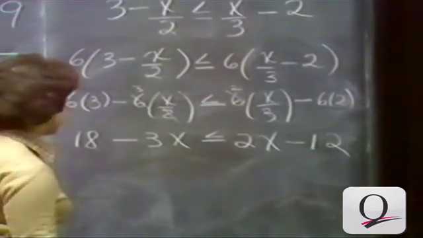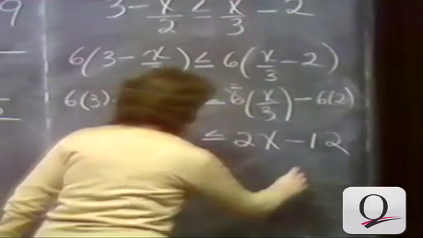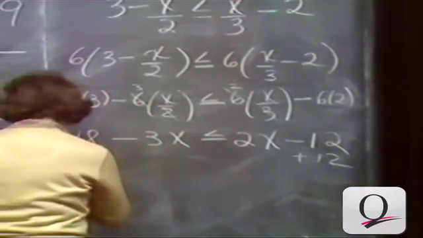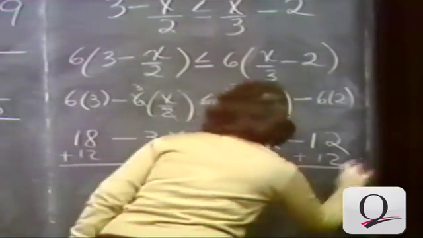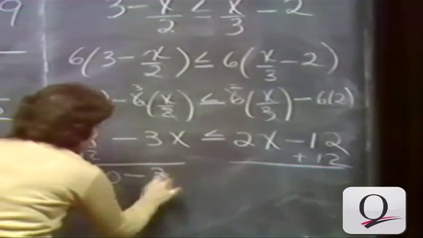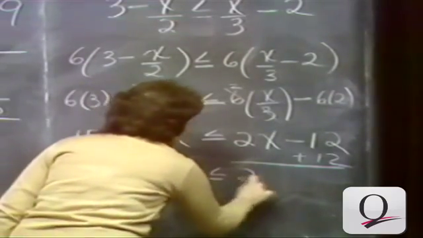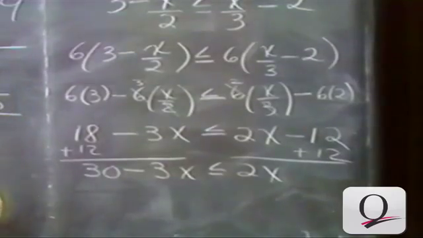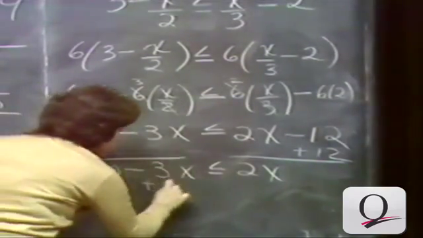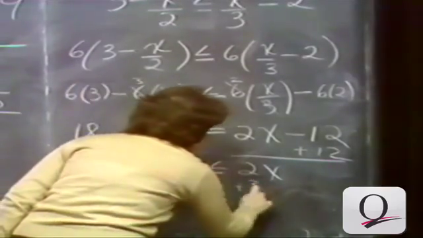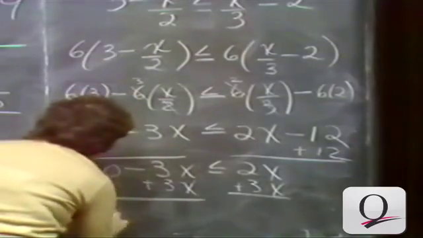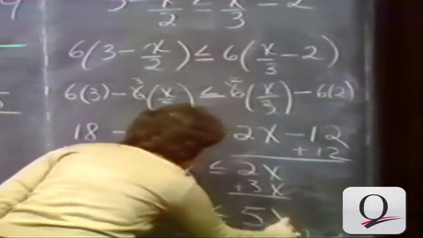All right, let us add 12 to both sides of this inequality, giving us 30. 18 plus 12, that's 30, minus 3x less than or equal to 2x. And now let's add 3x to both sides, giving us 30 less than or equal to 5x.